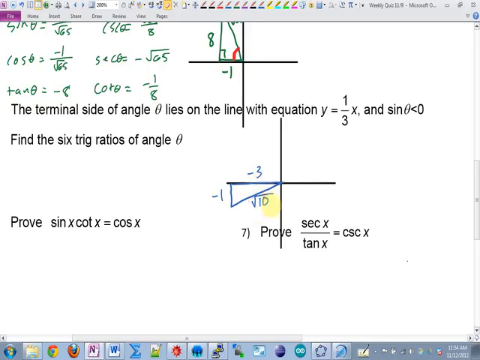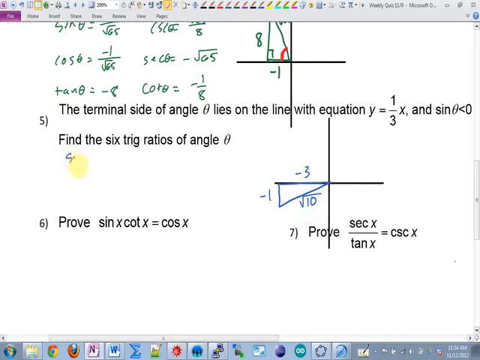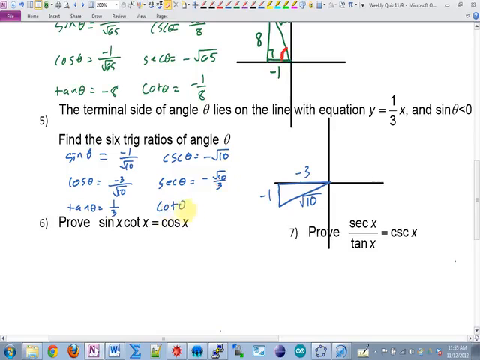Right? So your sine is negative 1 over radical 10. Your cosine is negative 3 over radical 10. And your tangent is a positive 1/3. Cosecant's a negative radical 10. Secant's a negative radical 10 over 3. And cotangent is 3. Any questions on number 5?